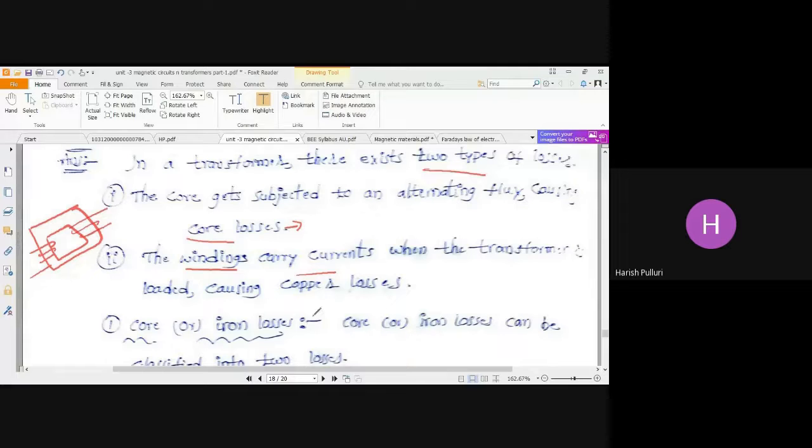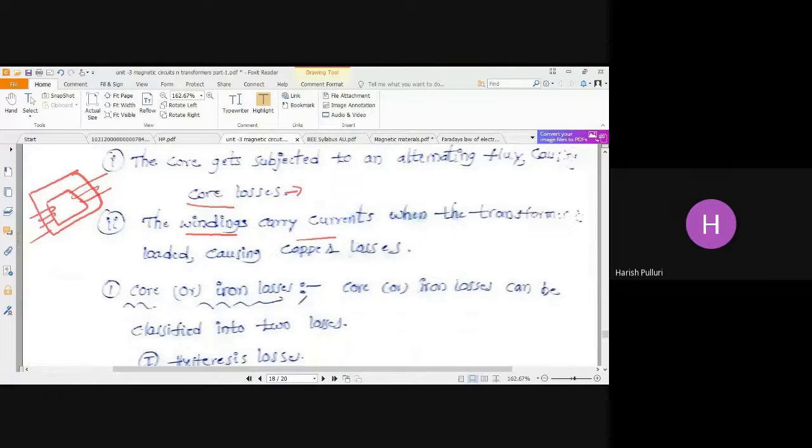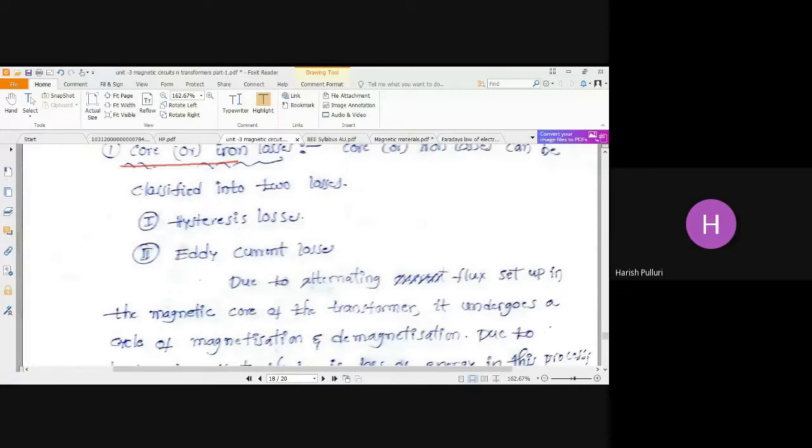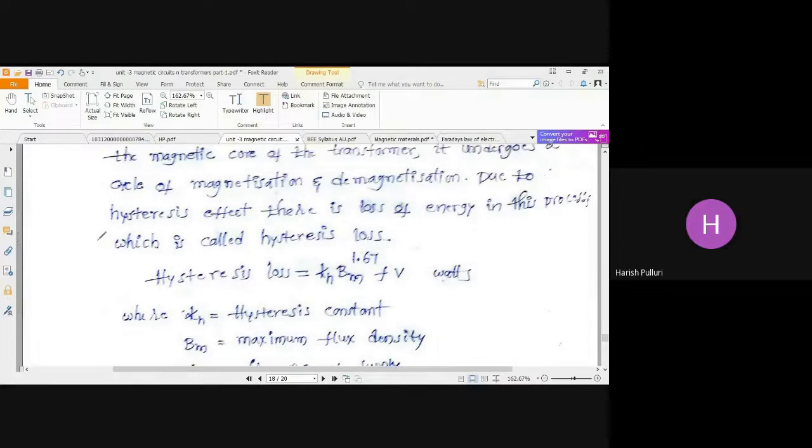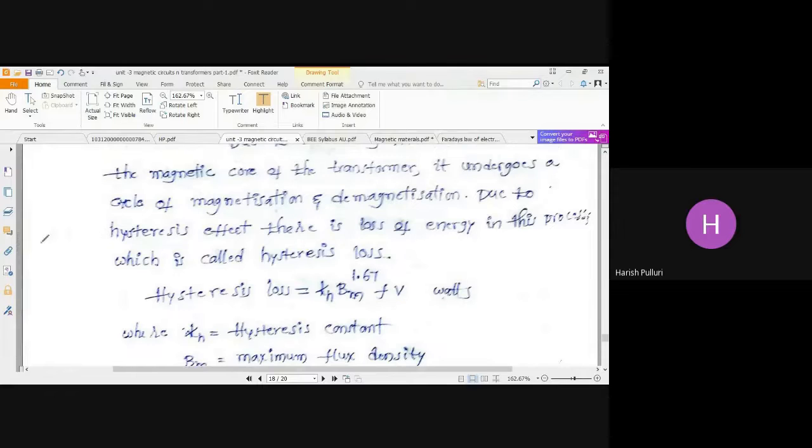So these are the main losses. But in the core losses we have two types. The first one is hysteresis loss and the second one is eddy current loss. What is meant by hysteresis and what is meant by eddy current, I will try to tell you. So what is meant by hysteresis loss here?